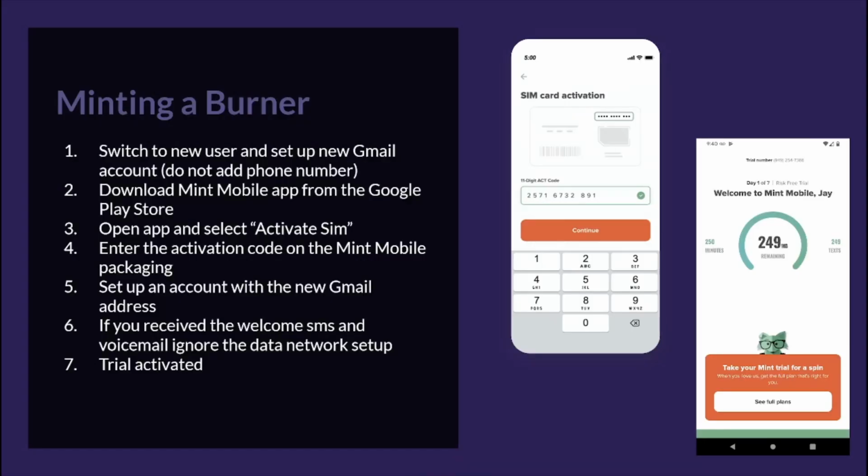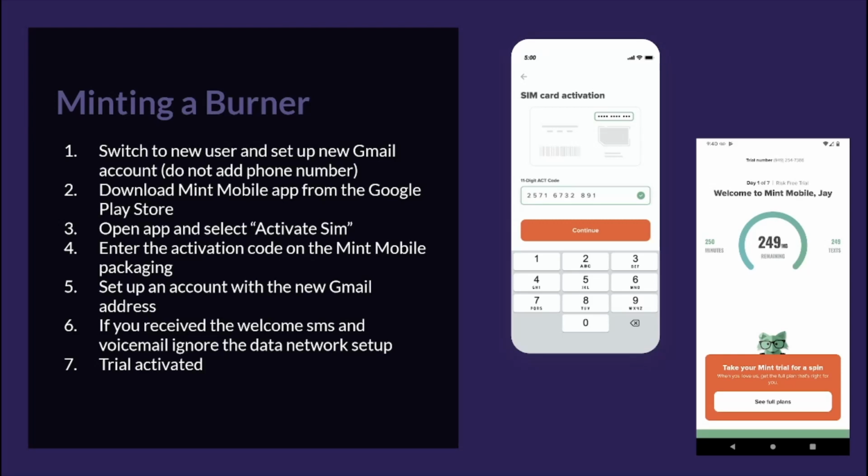Once you set up your Gmail account, don't add a phone number to it yet. You can choose to do that later. Just do everything you need so you can go to the Play Store and download the Mint Mobile app. From there, you can open up the app and activate the SIM.